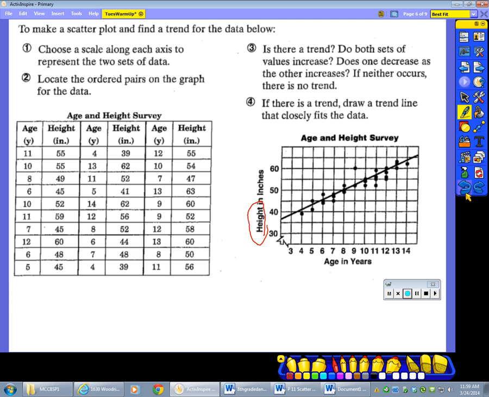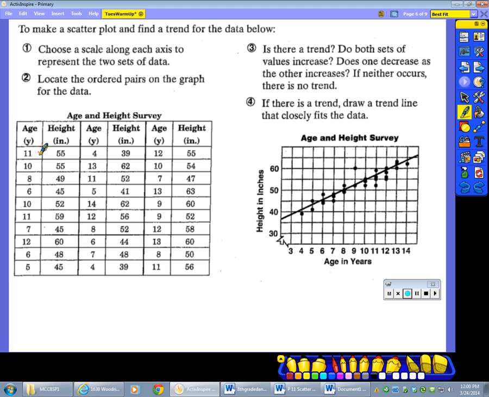It kind of makes sense that if you're not real tall, then you might not be real old, and if you're taller, then obviously you're a little older. But that isn't always proved to be true. But for the most part, you could expect that your height is going to depend on how old you are.